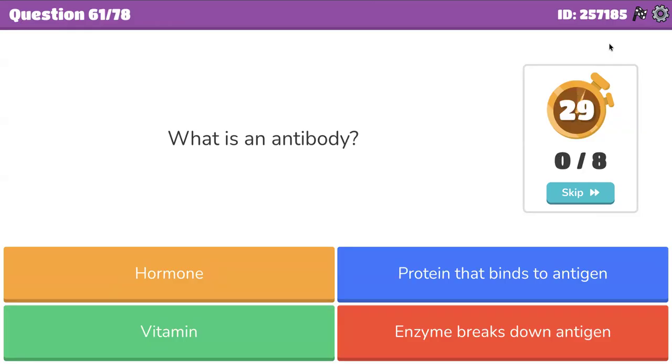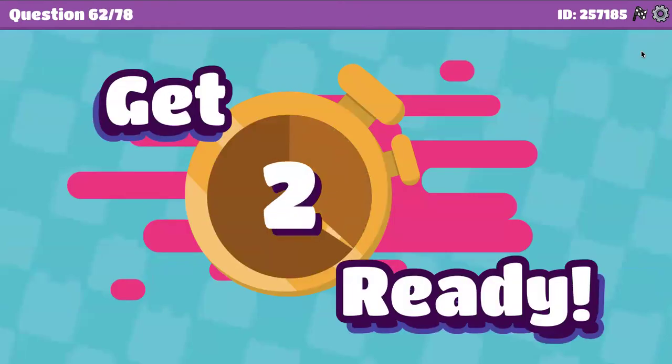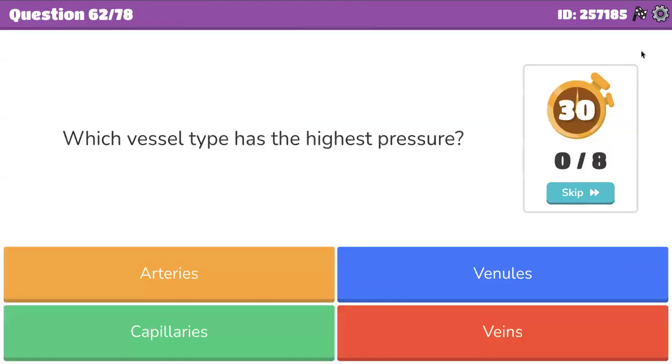What is an antibody? What is their relationship with antigens? Yep, they're a protein that binds to an antigen, either to recognize it or to mark it for attacking.